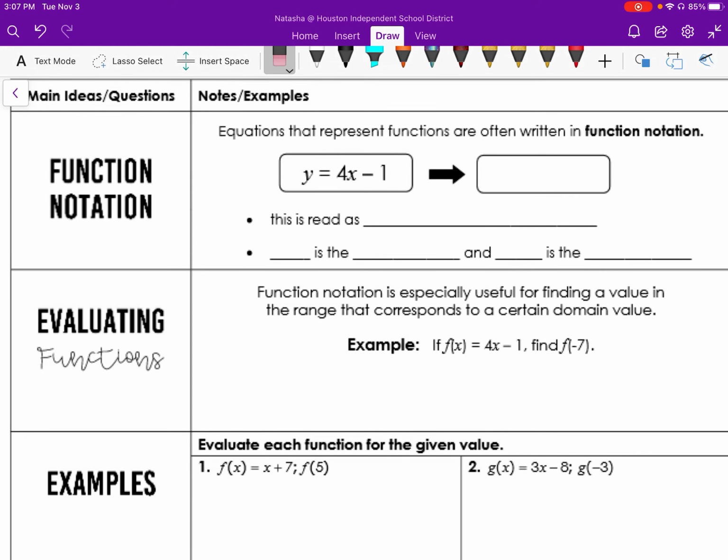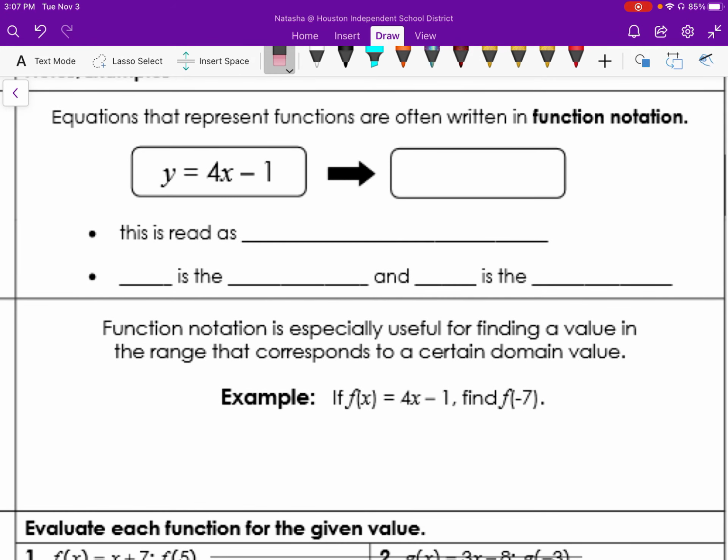All right, so we've talked about functions as equations. We're now going to talk about function notation. Equations that represent functions are often written in function notation form. Well, what does that mean? That's kind of like the grown-up language or the grown-up phrasing for a function so that we don't always say y equals. Sometimes we want to give that function a name. Sometimes we'll give you multiple functions at once, so if we give the function a name, that can help us differentiate between the rules, okay?